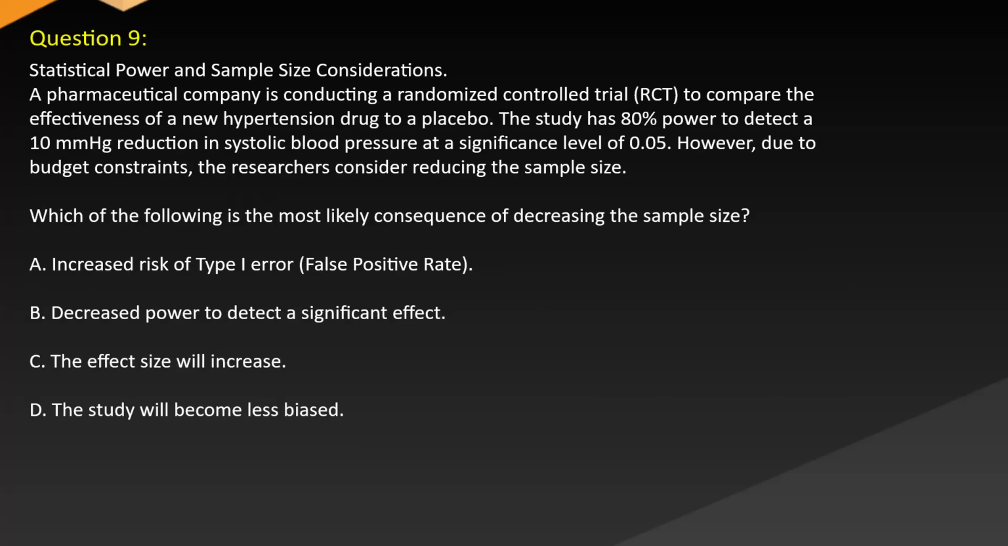Question 9. Statistical power and sample size considerations. A pharmaceutical company is conducting a randomized controlled trial (RCT) to compare the effectiveness of a new hypertension drug to a placebo. The study has 80% power to detect a 10 mmHg reduction in systolic blood pressure at a significance level of 0.05. However, due to budget constraints, the researchers consider reducing the sample size. Which of the following is the most likely consequence of decreasing the sample size? A. Increased risk of type I error, false positive rate. B. Decreased power to detect a significant effect. C. The effect size will increase. D. The study will become less biased.